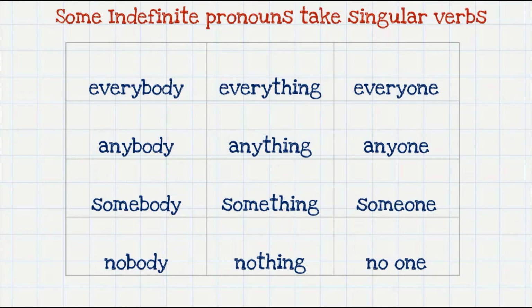So, indefinite pronouns such as everybody, everything, everyone, meaning every single person or thing. Anybody, anything, anyone, meaning any single person or thing. Somebody, something, someone. Nobody, nothing, no one. All these pronouns take on a singular verb. The common thing to note here is the word one or single that they refer to.